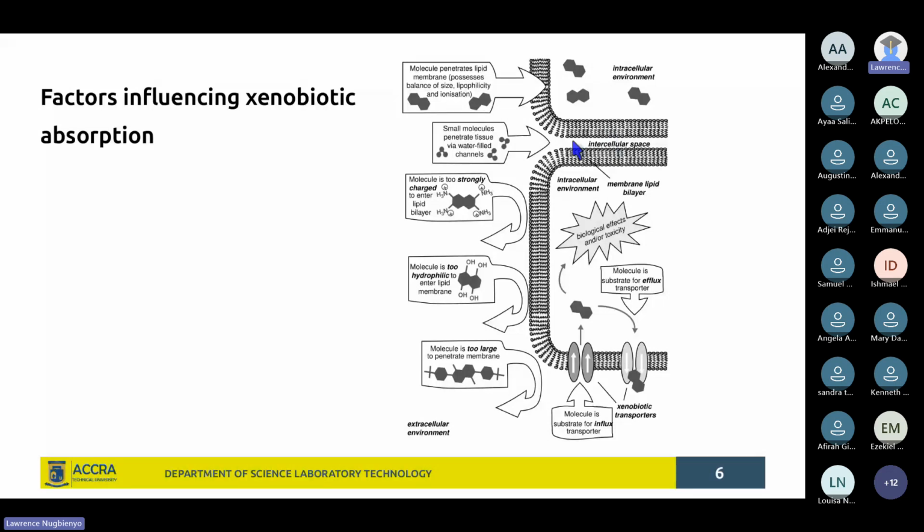These are through some water-filled channels. Those intercellular spaces can be water-filled channels that smaller molecules can pass through, but this also depends on the size. So again, that is size being talked about. So size, lipophilicity, and then charges, that is talking about ionization.